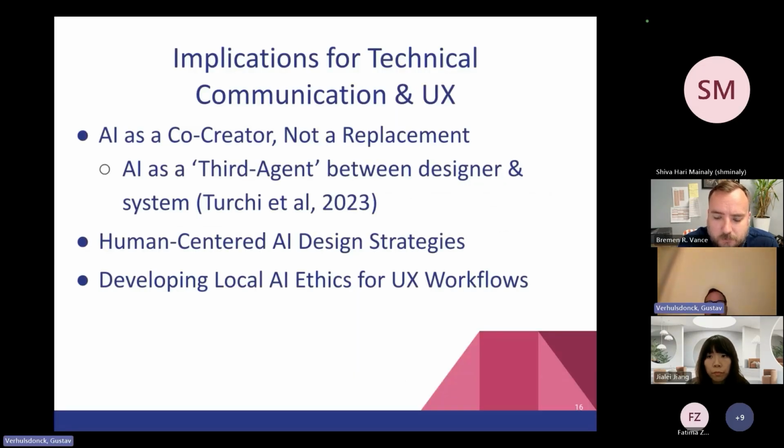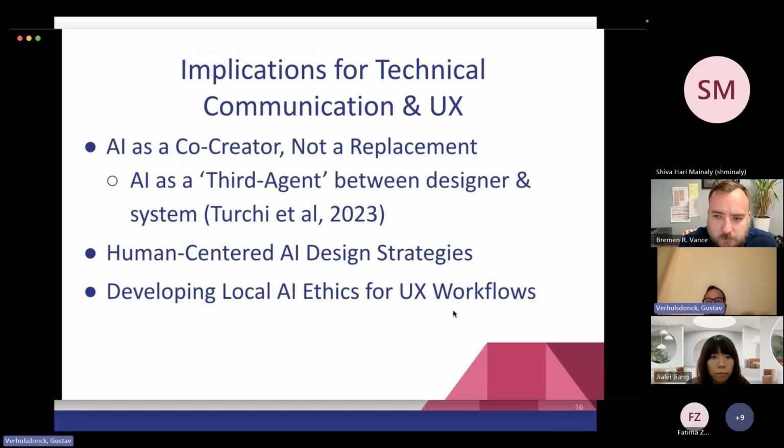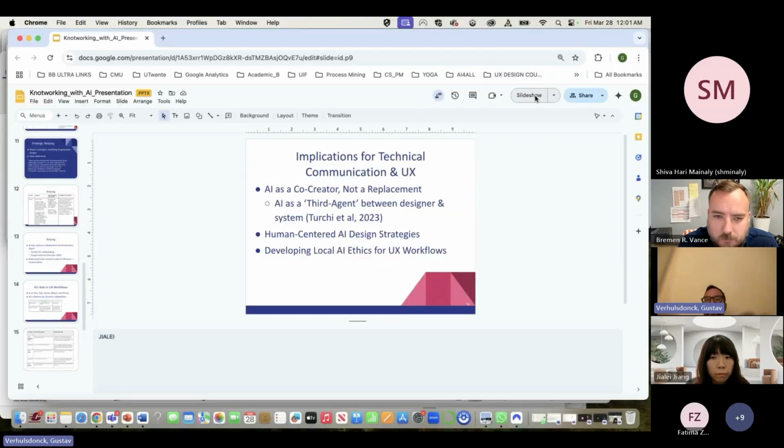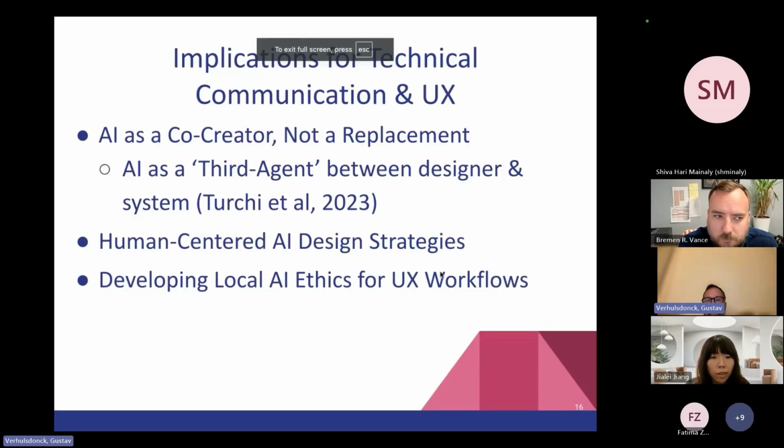So, implications for technical communication and UX. Whoops. I believe that is you, Jialei. So our study explored how GenAI tools influence technical writing students' UX design workflows. So adopting the concept of not working, we observed that GenAI served as an ideal prototyping assistant and a design validator.